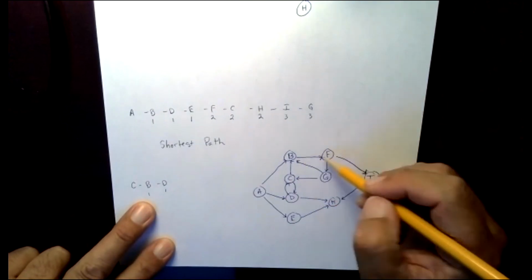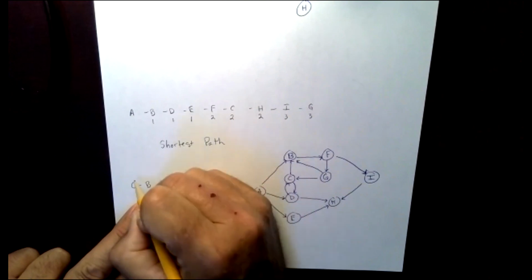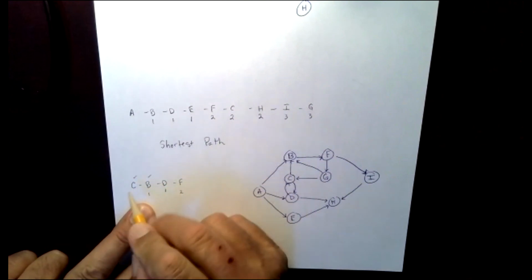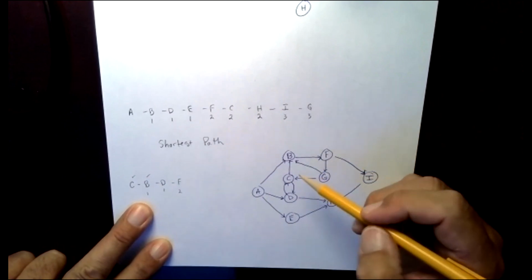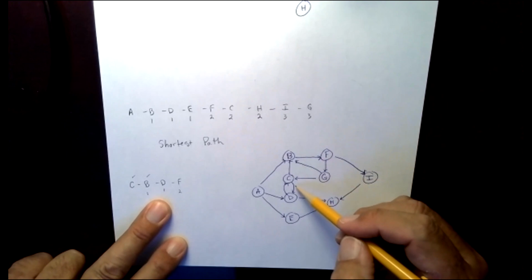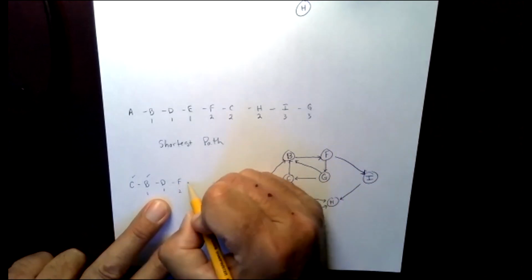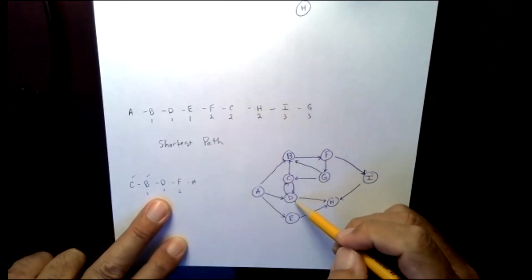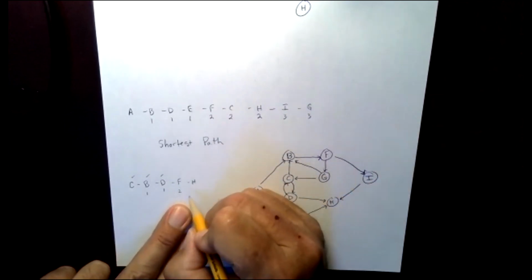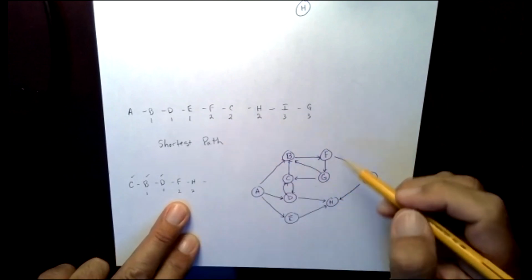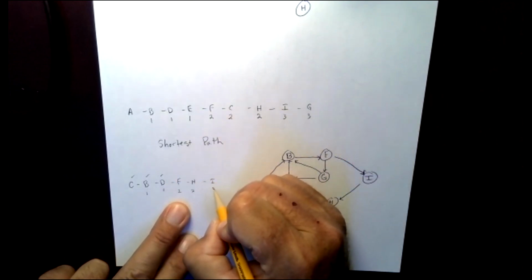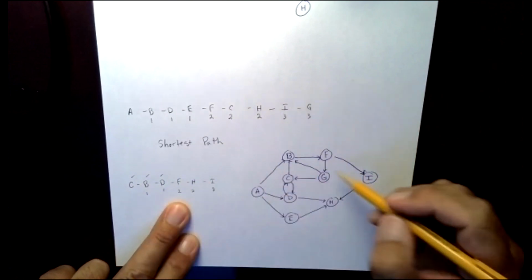So where does B go? B goes to F. So I took care of that. Now the shortest path from C to F is 2. B doesn't go anywhere else. D goes to H. So its shortest path is going to be 2. And it goes back there, so that's nothing. F goes to I. So its path from C is going to be 3.